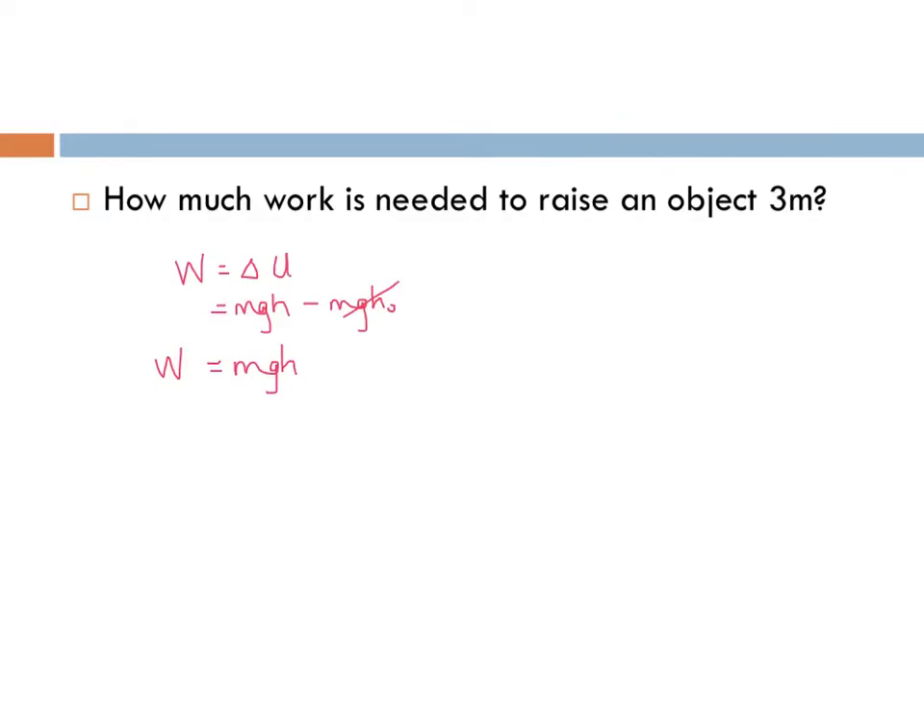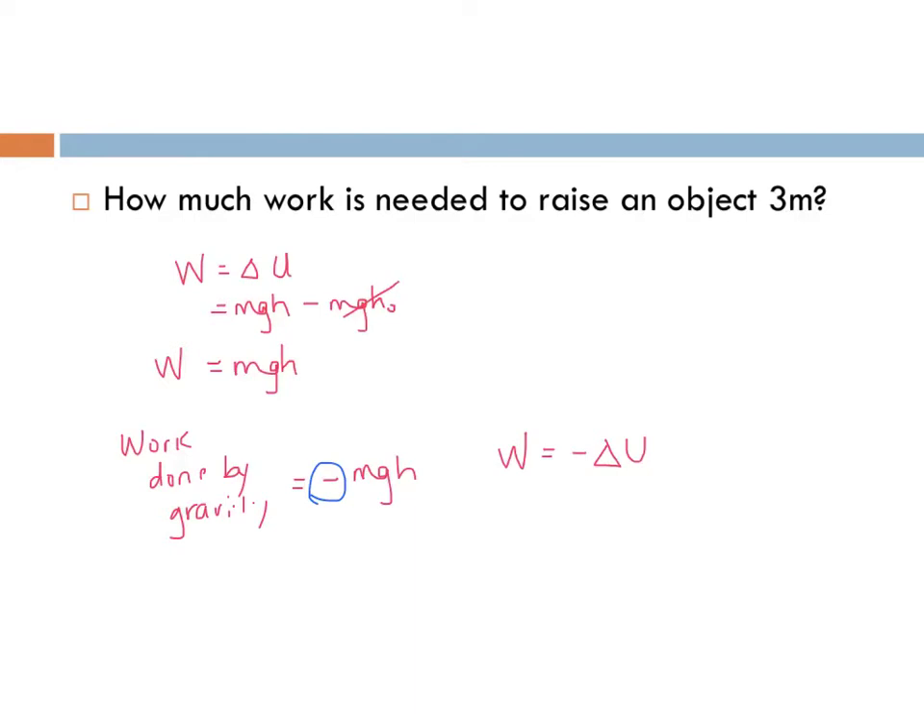Now, work done by gravity is actually going to be the negative of that. So, the work done by a conservative force is equal to a negative change in potential. Now, the reason that it's negative is because we said work is going to be positive if it speeds an object up, or negative if it slows down an object.